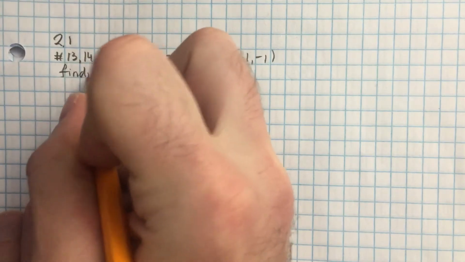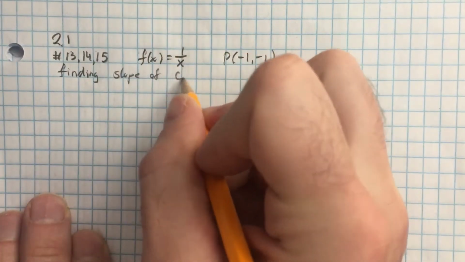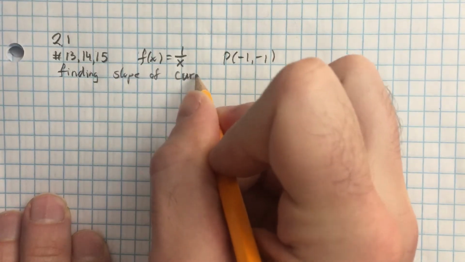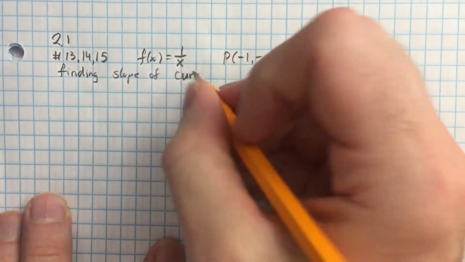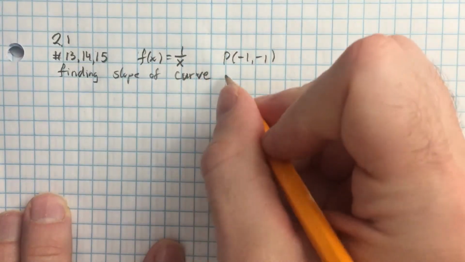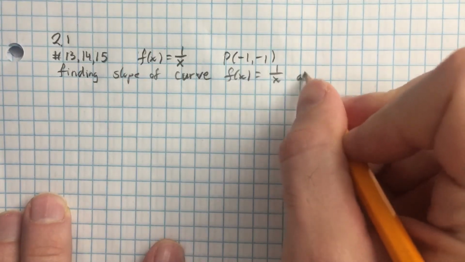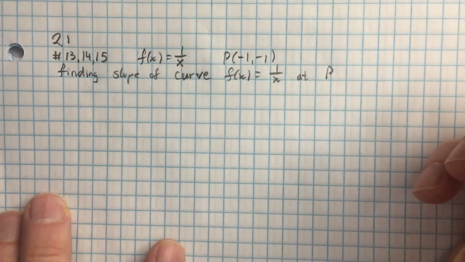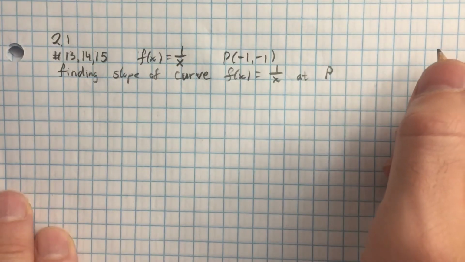What we're doing is finding the slope of the curve. Slope of the curve 1 on x. Slope of curve f of x equals 1 on x at P. Okay, and we're going to do this using a limiting process.